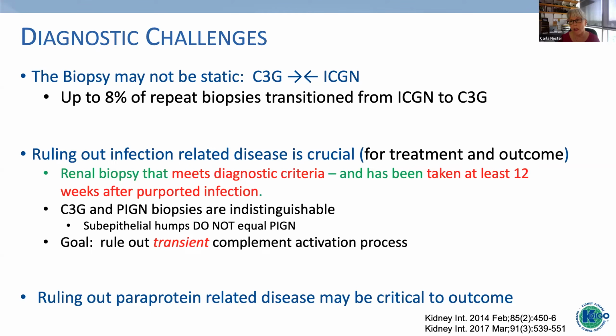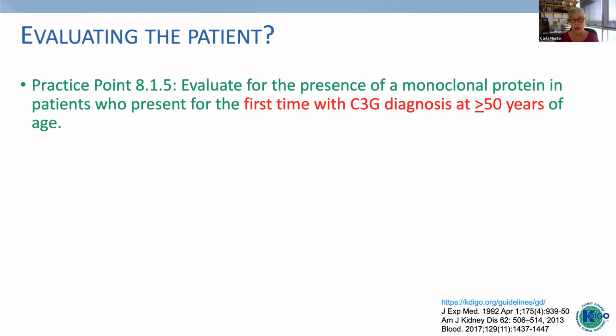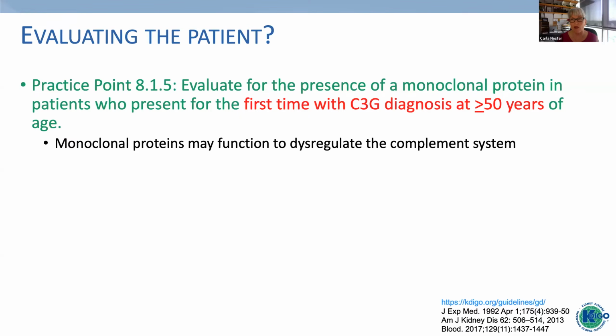And then, of course, one of the newer things addressed in the KDIGO this year was this idea of ruling out paraprotein-related disease. I was discussing with Dr. Glassuk before we started this session. This concept can take up an entire lecture, so we will not spend a lot of time on this, but I just wanted to present the practice point that KDIGO brought forward this year: if your patient presents with C3G for the first time at or older than the age of 50, it was strongly encouraged that you look for monoclonal proteins.